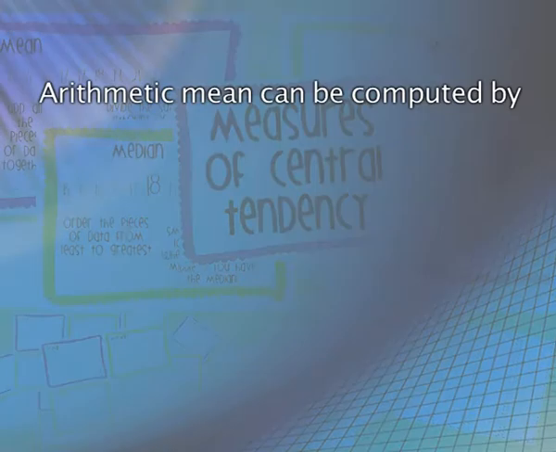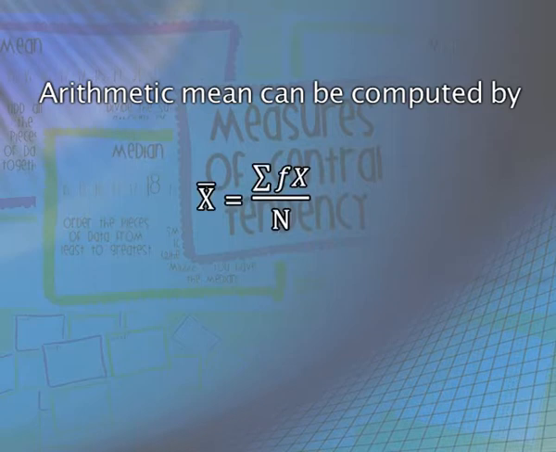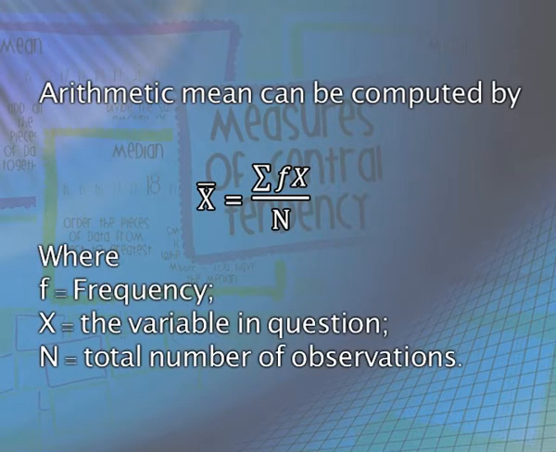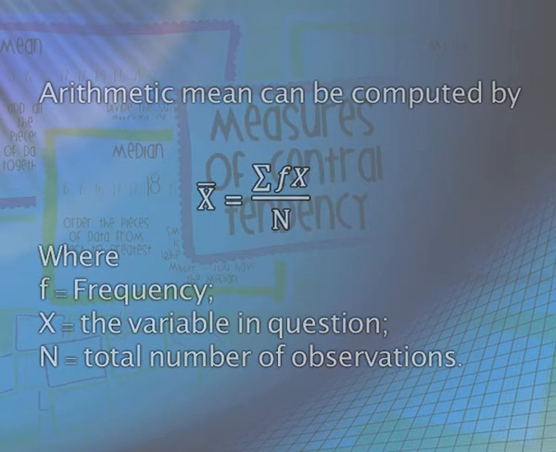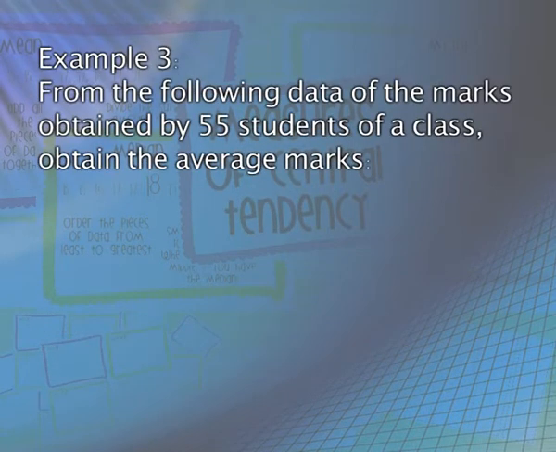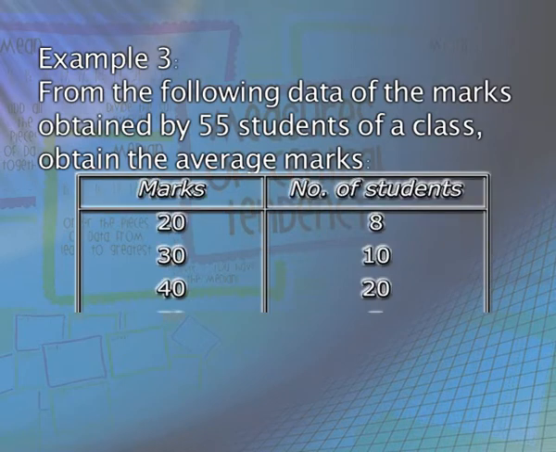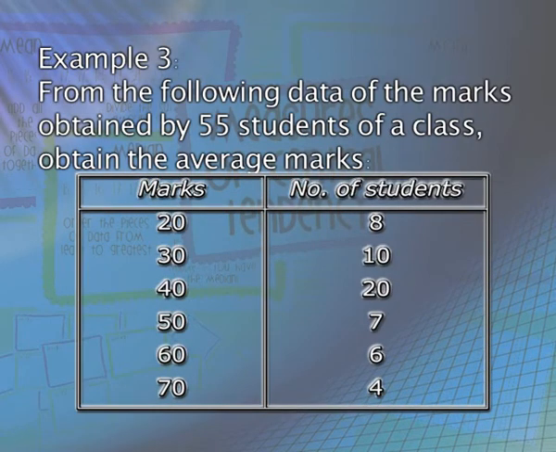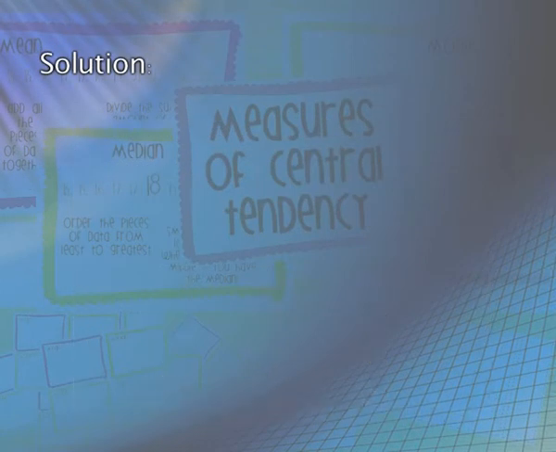Arithmetic mean can be computed by x bar is equal to sigma fx divided by n, where f is the frequency, x is the variable in the question, and n is the total number of observations. Now let's come to an example. From the following data of the marks obtained by 55 students of a class, obtain the average marks. Now let's see the solution.